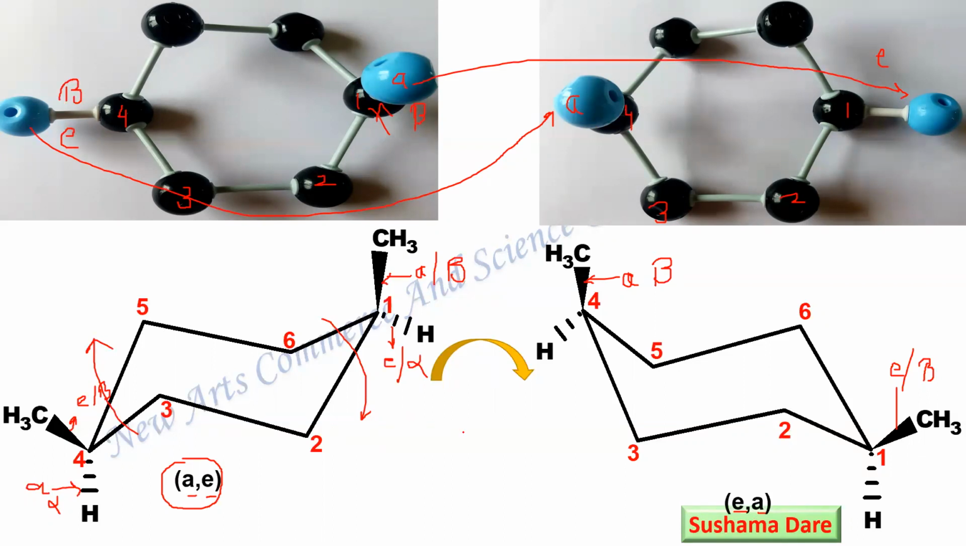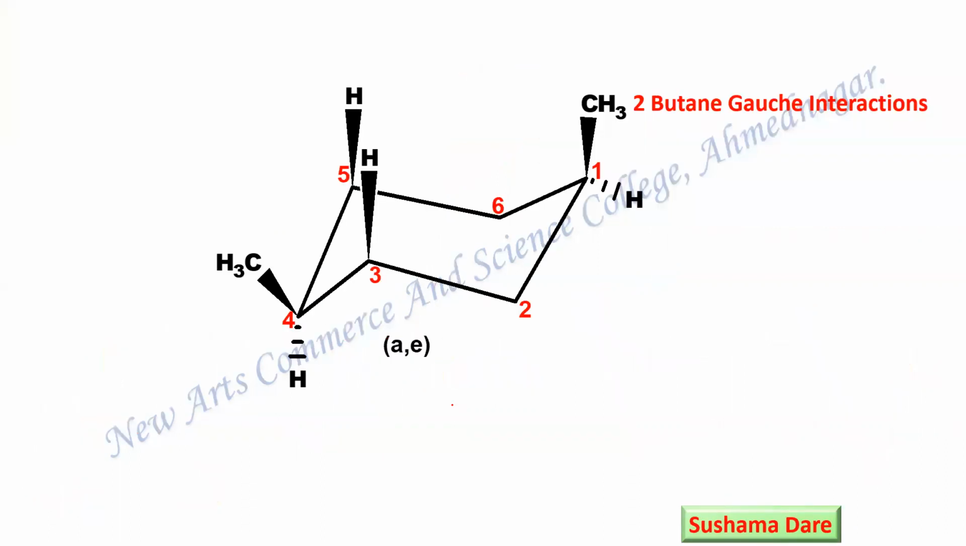Therefore, both of these are in equilibrium, that is, both are equally populated and they have the same energy. Now we go for the energy calculation. So the methyl group is axial. If a methyl group is axial, then how many butane-gauche interactions are there? There are two butane-gauche interactions.